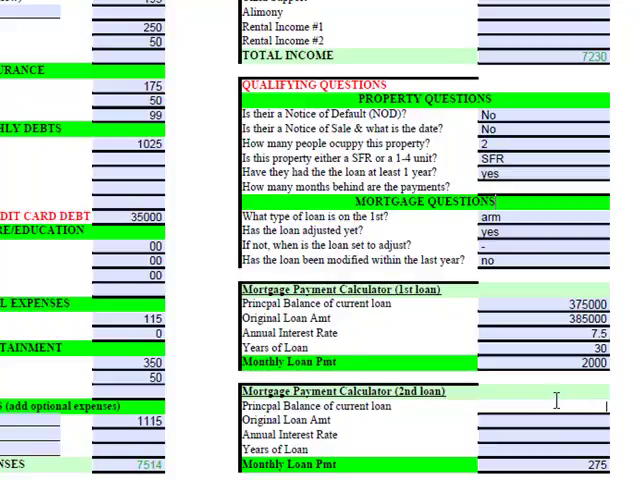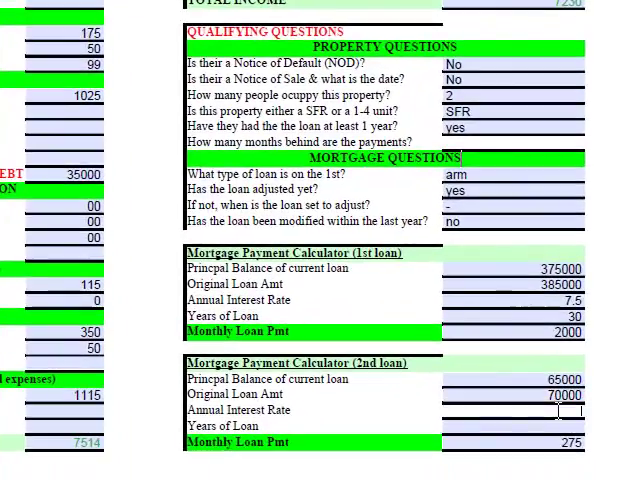The second mortgage was $65,000. The original loan amount was $70,000. The interest rate on this was 9.5. The years on the loan was 30 years.